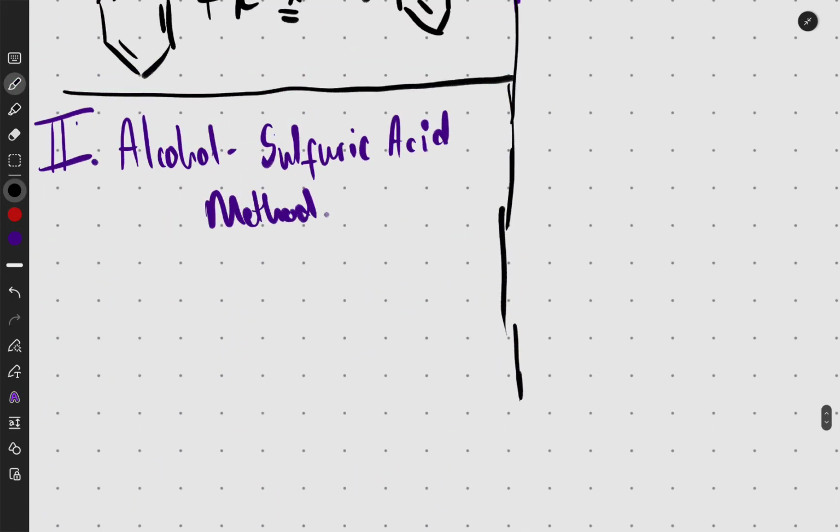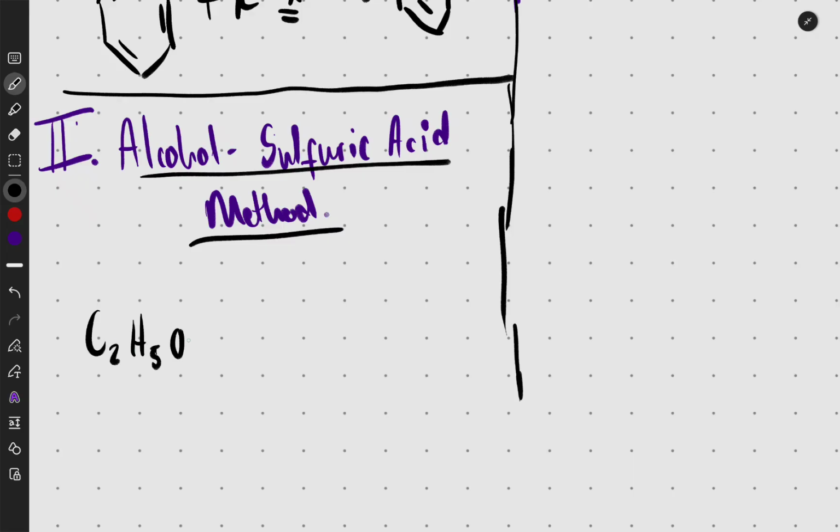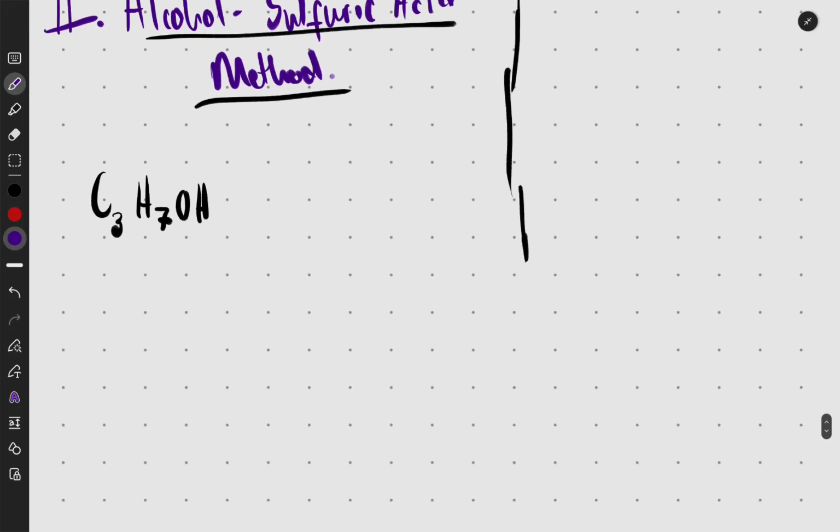Now here we are. What do we do here for the alcohol sulfuric acid method? Well, you must remember that if I had my alcohol, let's just put even ethanol, C2H5OH, we love this guy, or we can say C3H7OH, 7 is 2n plus 1. Now, what can we do here? Well, we have this guy, and what am I going to add? Look, you're going to have your sulfuric acid, H2SO4, right? And you are going to heat.